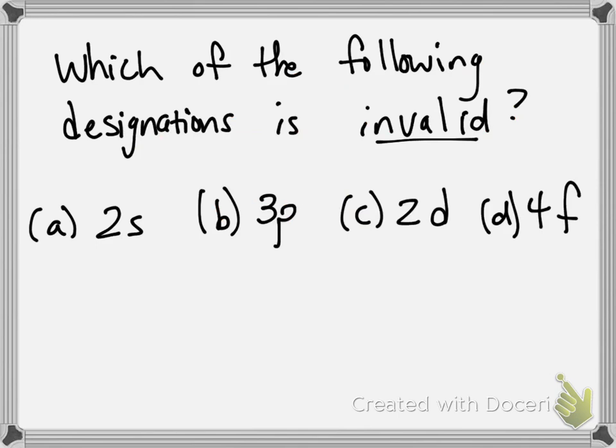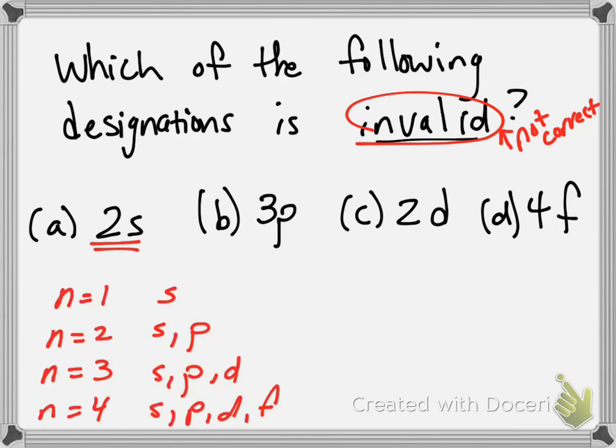Pause this video and try to answer this question. Which of the following designations is invalid? Invalid means not correct, not possible. Which of these is not possible? Okay, let's look at the first one, 2S. 2 means second energy level. So remember, in the first energy level, we have only S. In the second level, we have S and P. So 2S is okay, because in the second level, we have S.